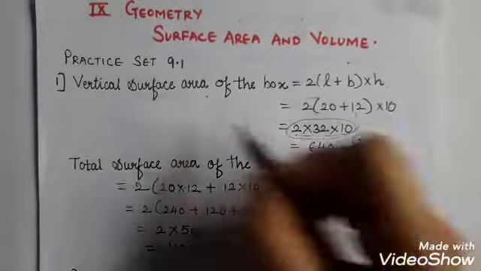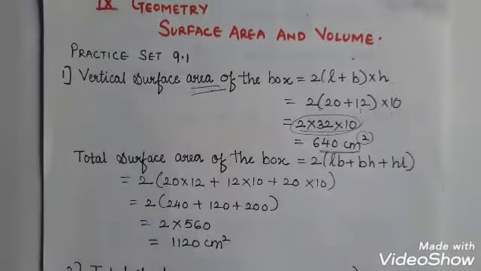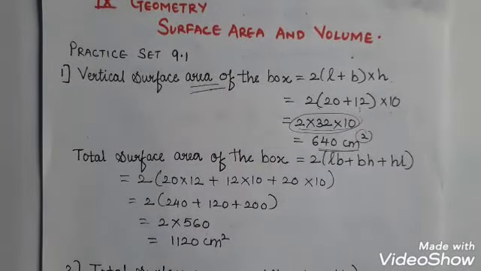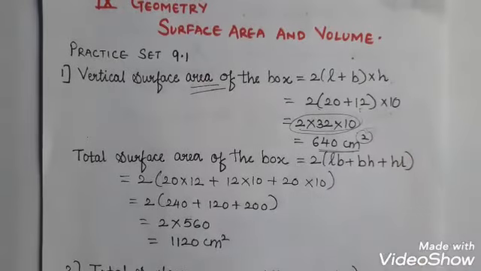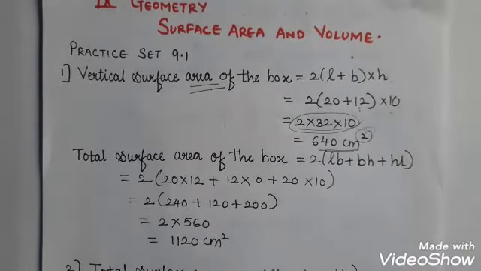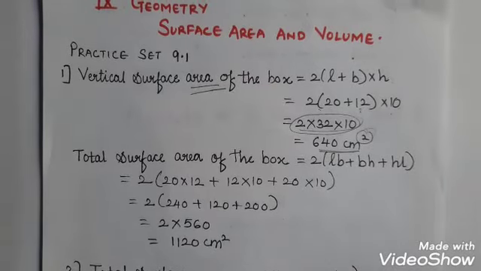Now why square? Because there is the word area. Whenever there is the word area, we have to find area. That means there should be a square in the unit. If it is meter, then it is meter square. If it is centimeter, it is centimeter square.